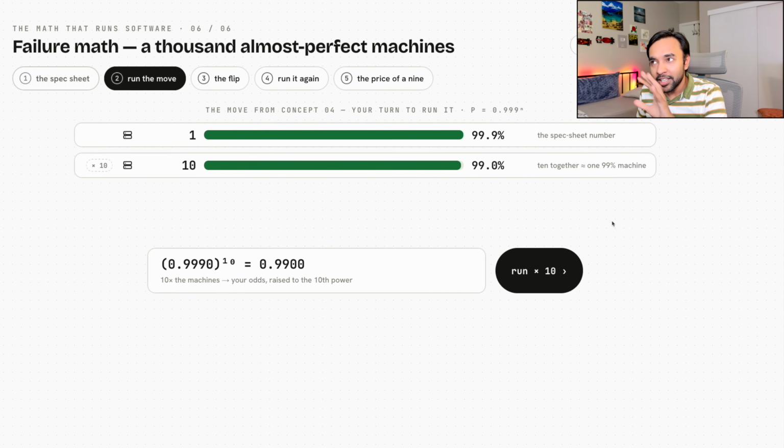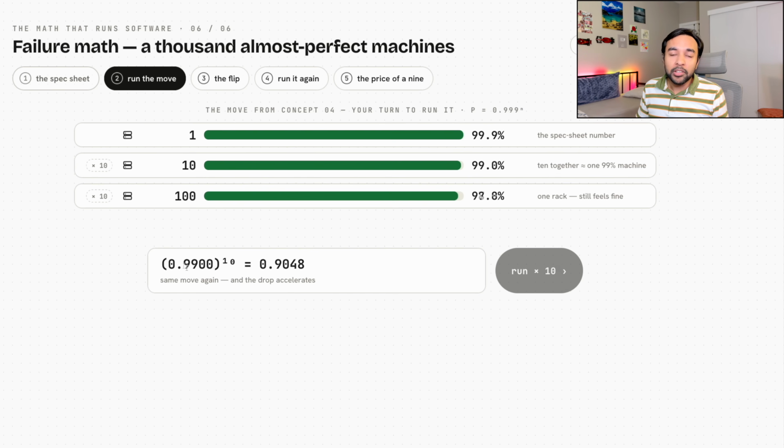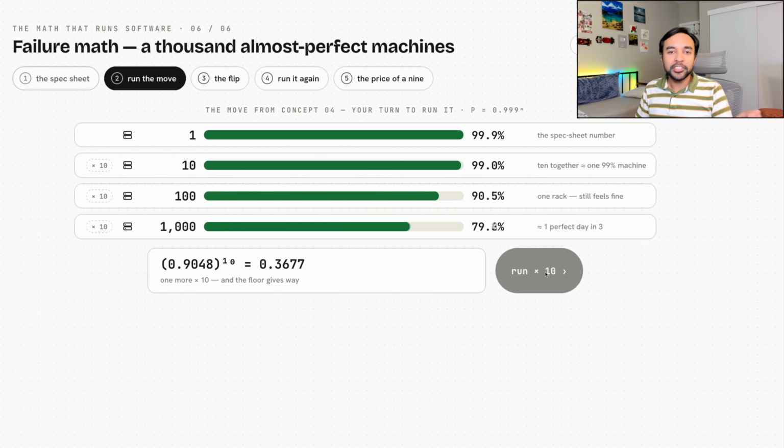Now try to think, 99% is still very good. Let us say you scale your app even more. Now you have 100 servers. So 0.99 again raised to the power of 10. So suddenly your availability is now 90.5% because there is a very small chance that all of these services are up.